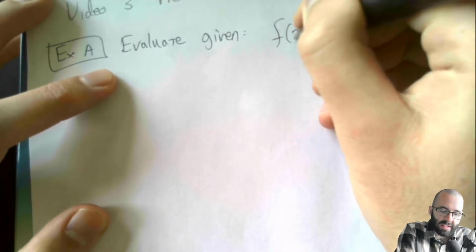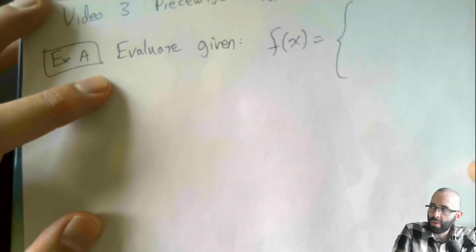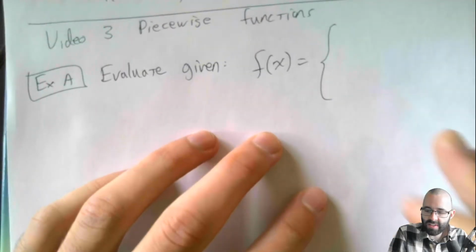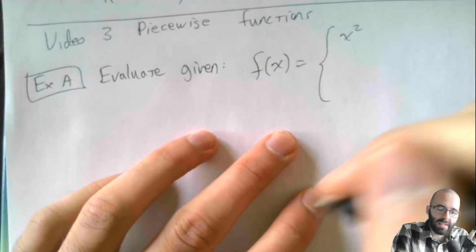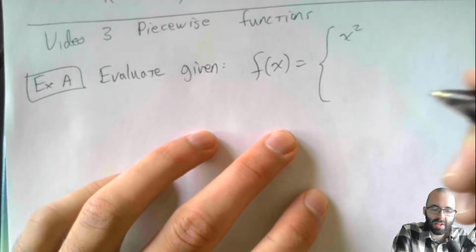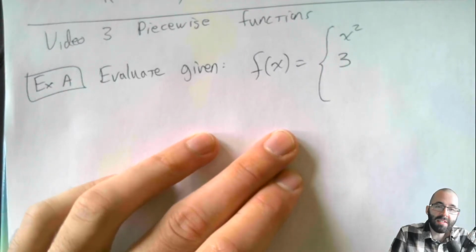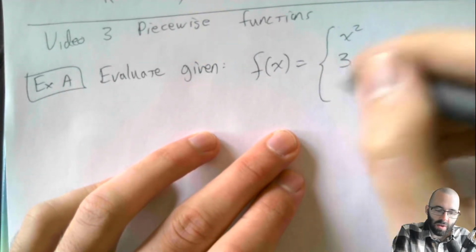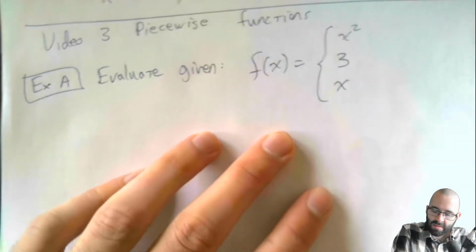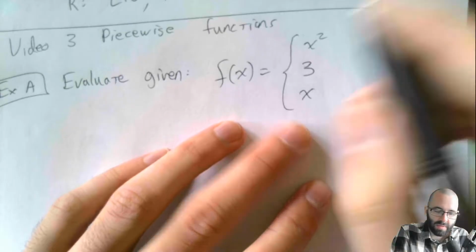So we have f of x, and here's how piecewise functions are defined. We use a giant brace, and then there's different pieces. So here, our first piece is going to be the function is just x squared, a parabola. The second piece is going to be the constant function 3. The third piece is going to be the identity function x. And the important thing here is just when do we use each piece?